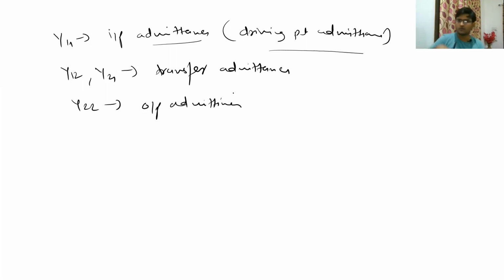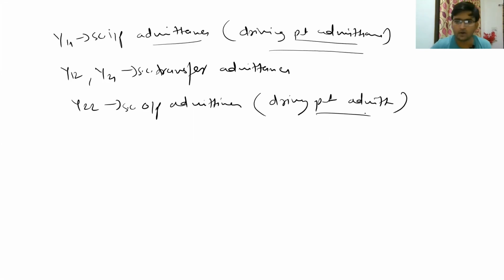And since all are short circuit parameters, we will add just "short circuit" here: short circuit transfer admittance, short circuit input admittance, and short circuit output admittance. This is also called driving point admittance at output terminal. So this was the input terminal, this is at the output terminal, right?